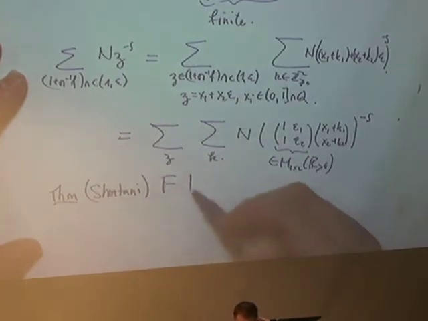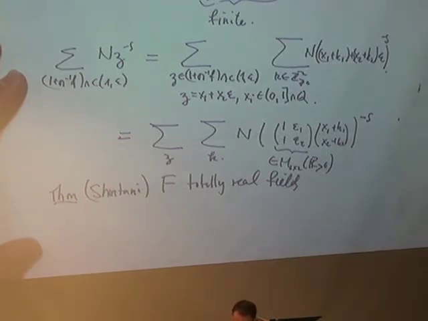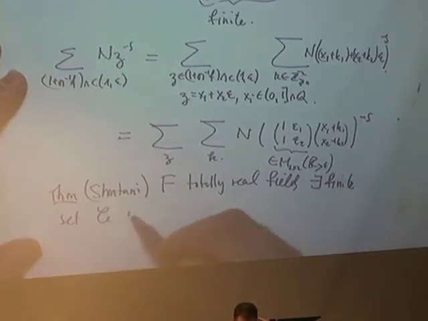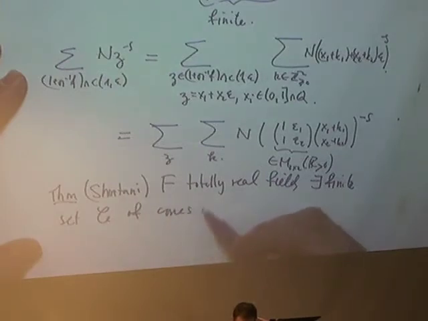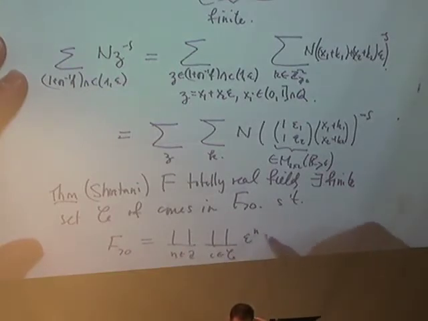If F is any totally real field, and all the symbols are as above, then there's a finite set of cones in the positive piece of F, such that this positive piece is the disjoint union, as n varies over Z, of the disjoint union, as we vary over the cones, of epsilon to the n times C.